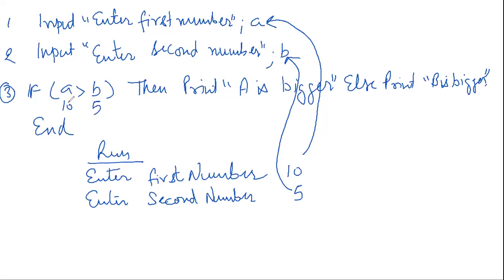It will check whether the value of A is greater than B. So our answer is yes, meaning true. It is true that the value of A is greater than B. Then what will happen? The statement coming after the then will execute. And what is coming after the then? A is bigger. So the result printed will be A is bigger, right?